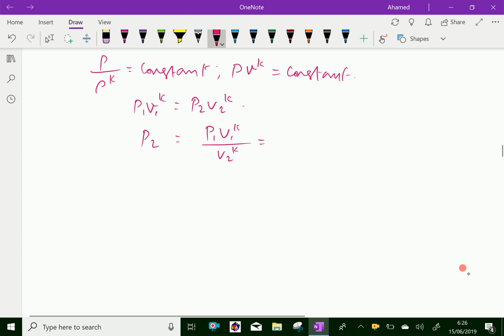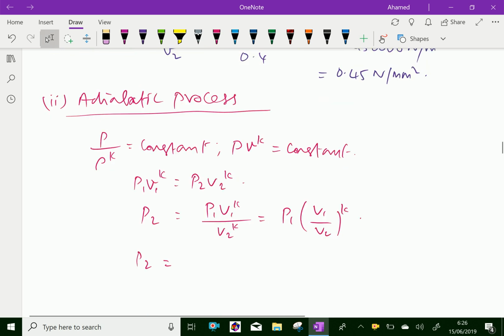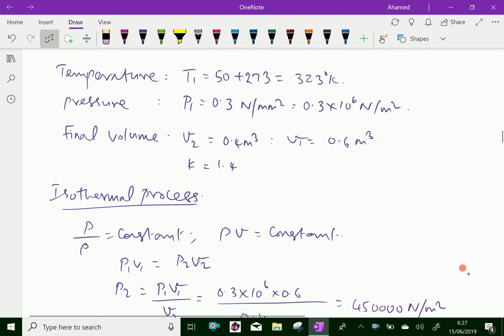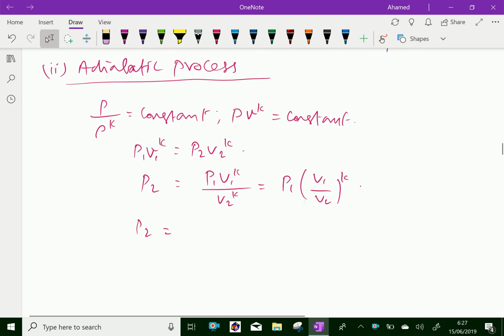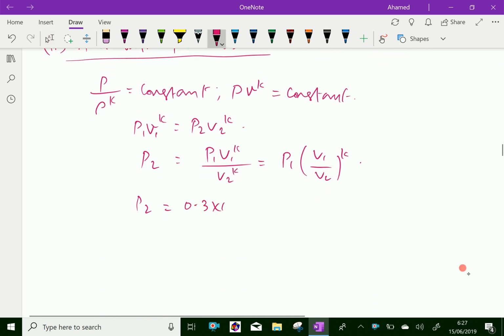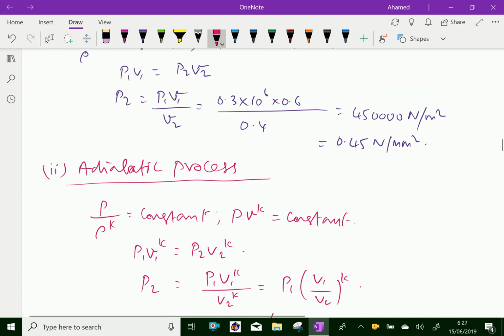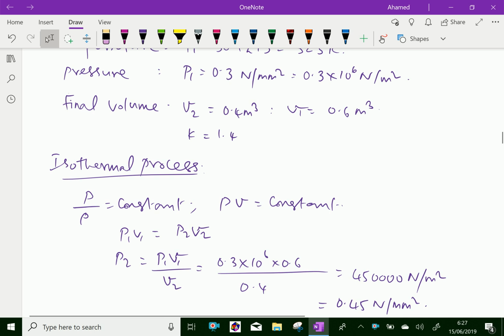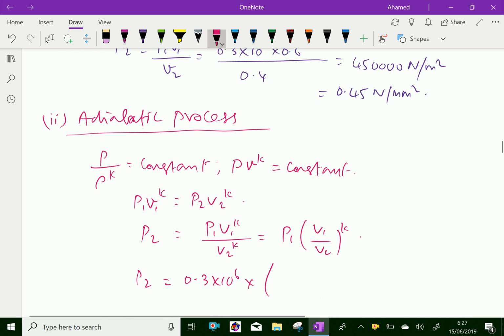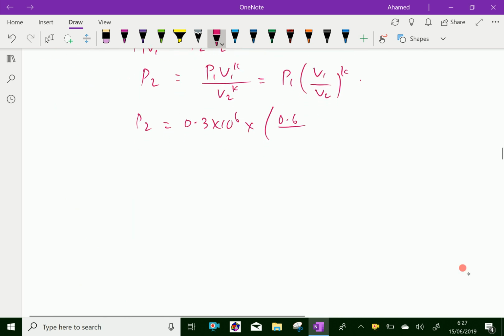Which further you can write P1 into V1 by V2 power K. Therefore, P2 equal, here we have P1 is 0.3 into 10 power of 6, into V1 by V2, where V1 is 0.6 and V2 is 0.4, power K is 1.4.